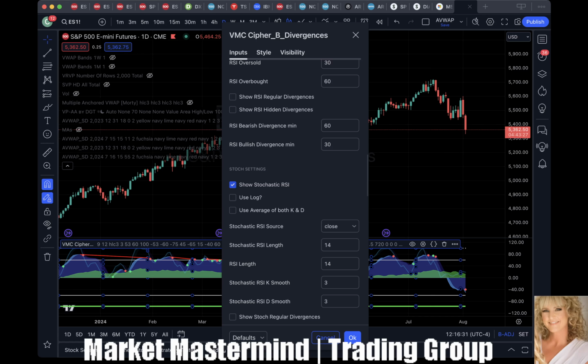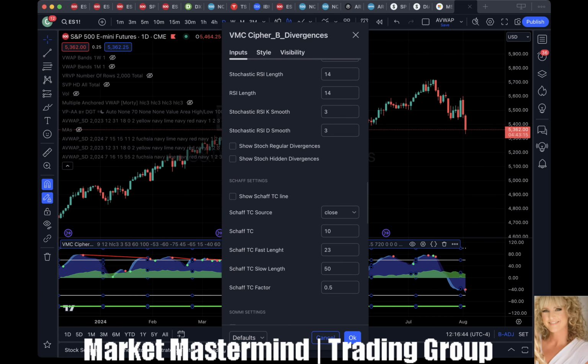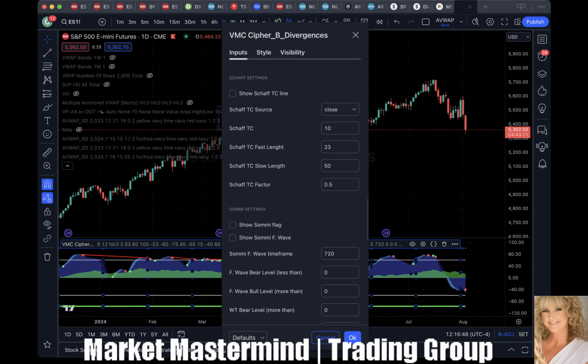I did leave that one on for a while, but it pretty much shadows what's happening in the individual waves. So I went ahead and turned it off. I don't use logarithmic on it, and I don't care about K and D, and not interested in divergences because we're not using stochastics.